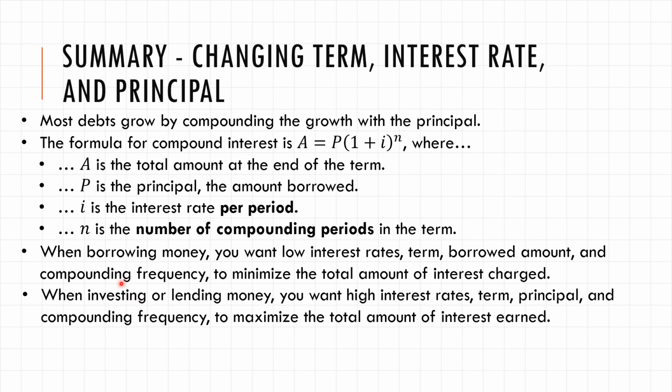But if we're investing money, we want the opposite. We want it to grow really fast. So we want high interest rates. We want a high number of periods or term. We want a high present value, and we want it to compound very often. And that will maximize the total amount of interest that we earn.